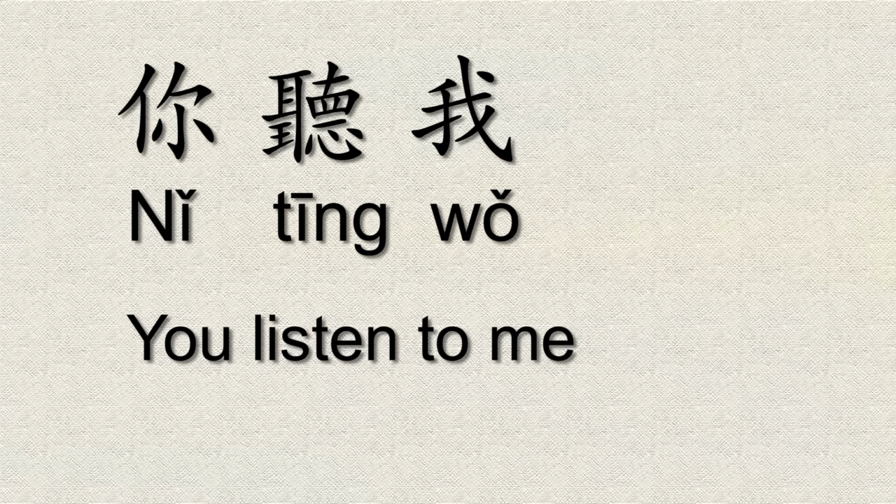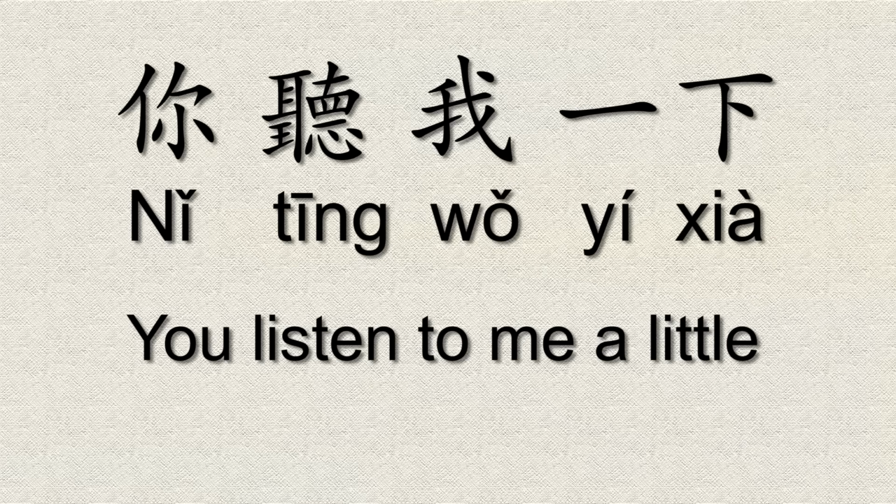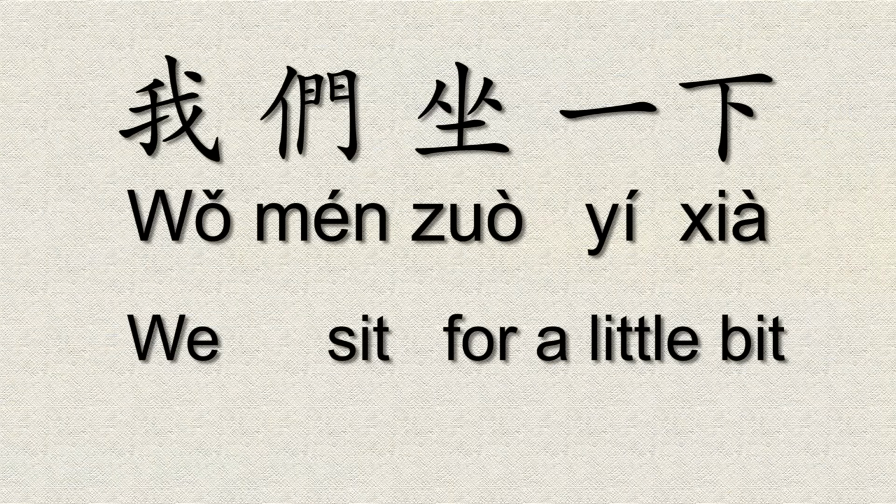If you said to someone, 你听, you listen, you don't have an object for the verb. It's unresolved. So you would add 我, all right? Me, okay? 你听我, you listen to me. But that starts to sound too much like an order. You listen to me. So you could say 你听我一下, or 你听一下. You could also use it behind the verb 坐, to sit. 我们坐一下. That would mean let's sit for a little bit.